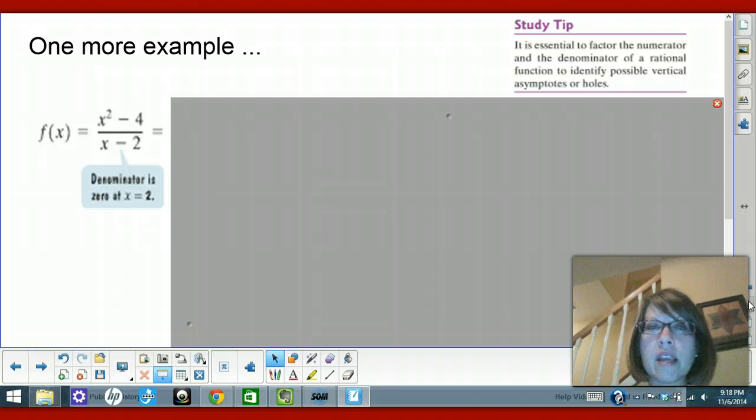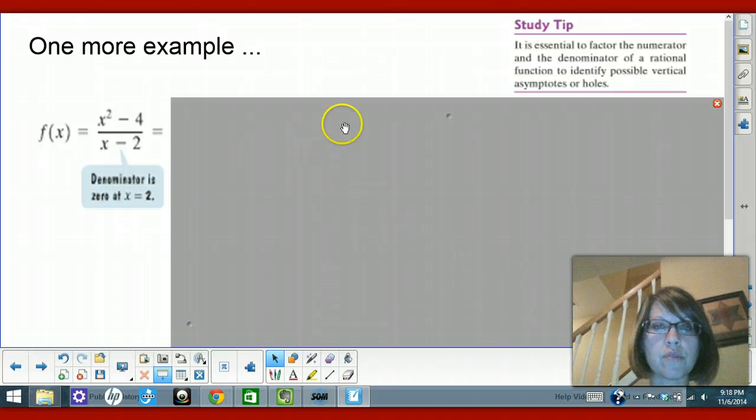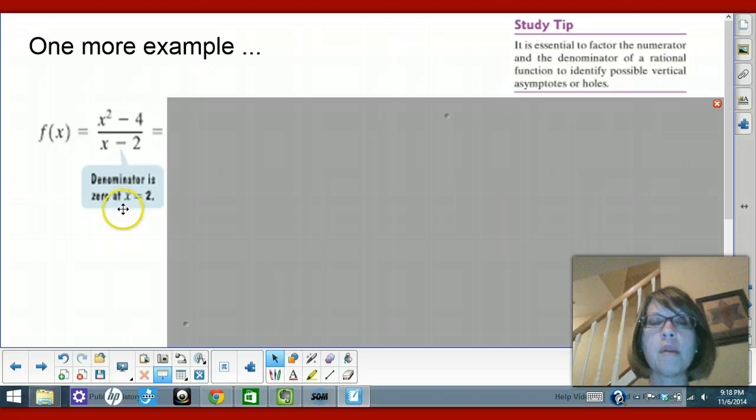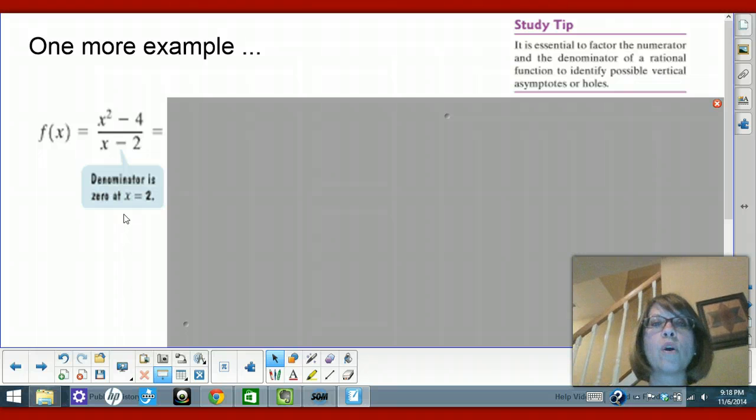One more quick example on horizontal asymptotes. f of x equals x squared minus 4 over x minus 2. The denominator is 0 if x is equal to 2. So that is excluded from our domain. I want you to think whether or not this positive 2 will produce a vertical asymptote or if it will produce a hole. I'm going to go ahead and continue. If you need to pause, go ahead and pause.